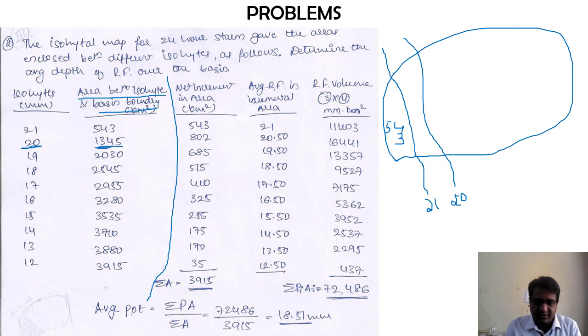If I just try to show it over here, this whole area from this left boundary till the end of this second isoheight, this entire yellow colored area, is how much? 1345. Similarly, we have the next isoheight as 19.